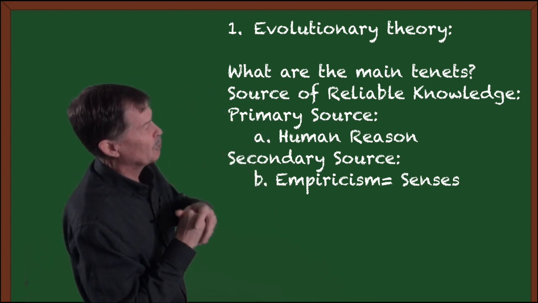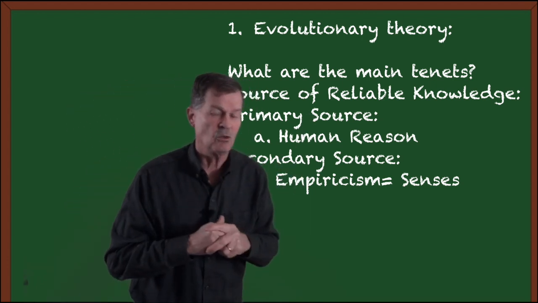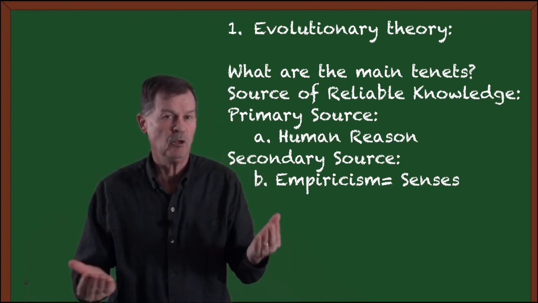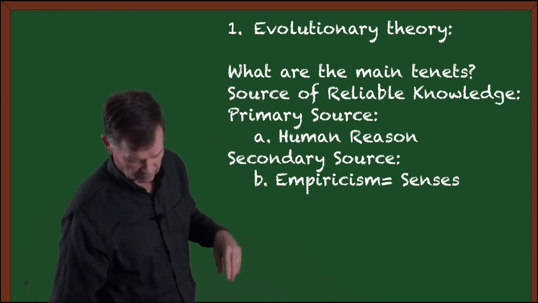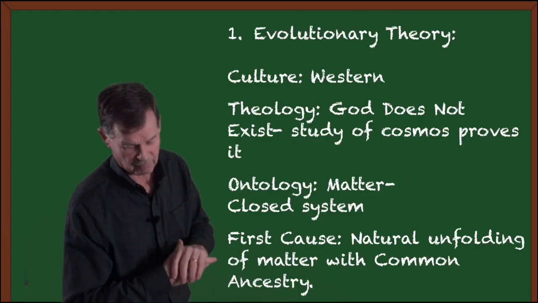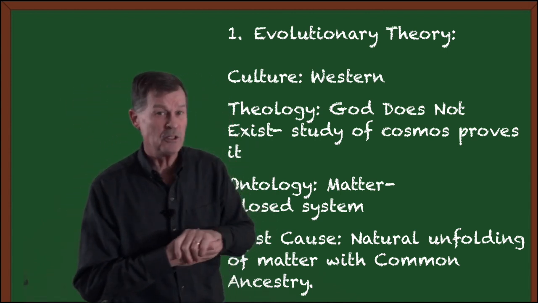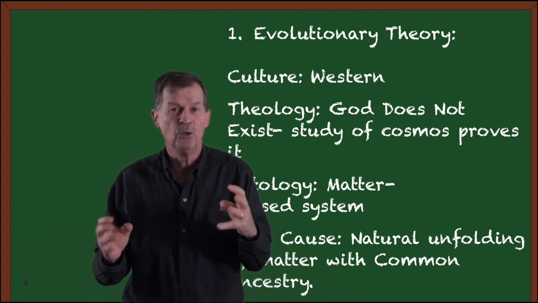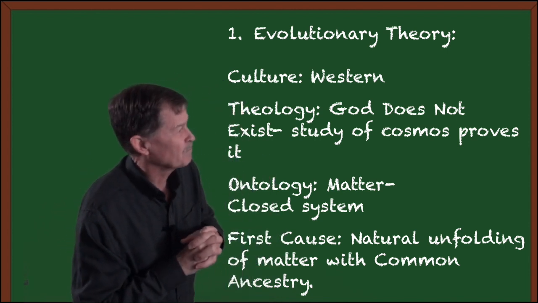So the primary source is human reason, and there are secondary sources that are allowed, and the secondary source would be human experience through the senses. So this is evolutionary theory. These are the beginning of it. Now, what culture does this represent? Well, this is the Western culture. So we're looking at evolutionary theory through a Western cultural tendency perspective.